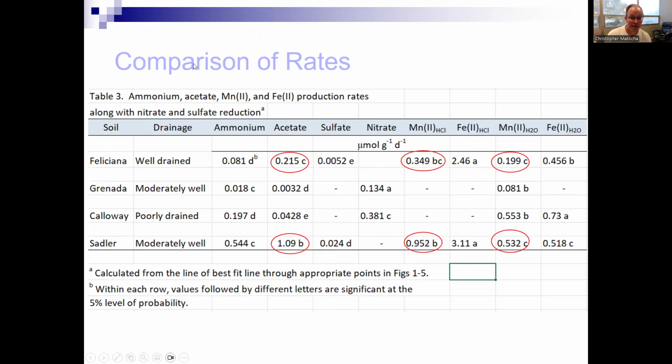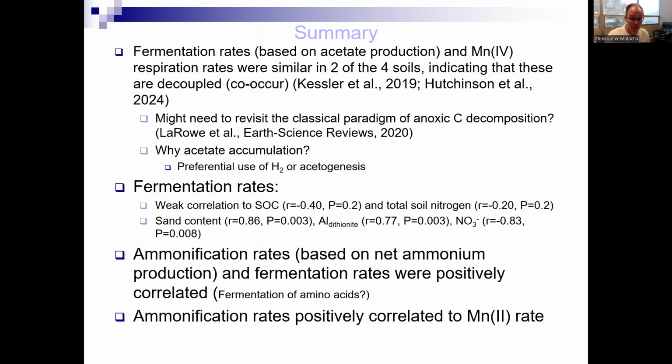Okay. Now, last point, ammonium production rates in this column. You notice the highest acetate production also corresponded with the highest ammonium production rate, which was in the Sadler. And then we kind of see that scale accordingly. So it's interesting. And so we then try to correlate these. Not that correlation means causation, but we correlate some of these with various soil properties.